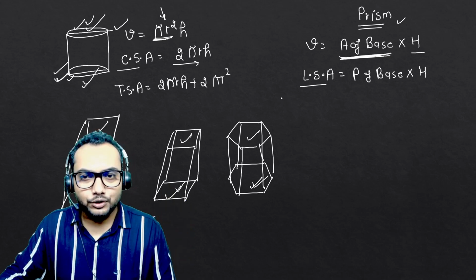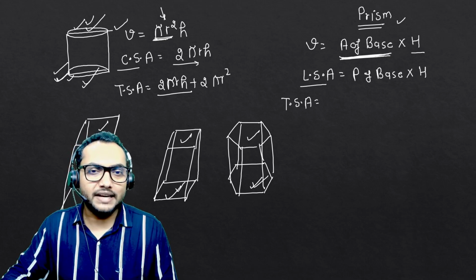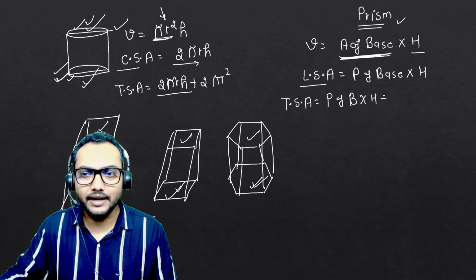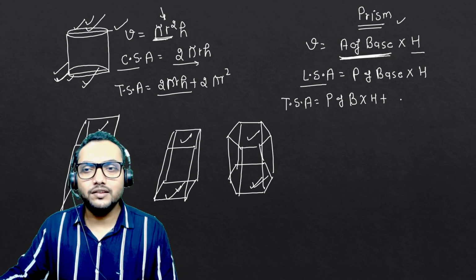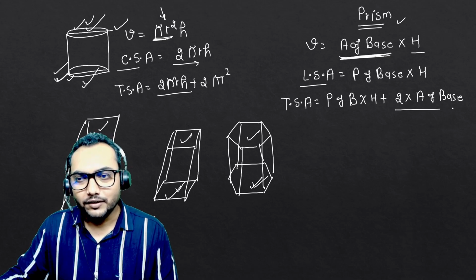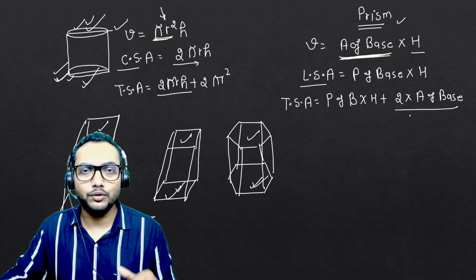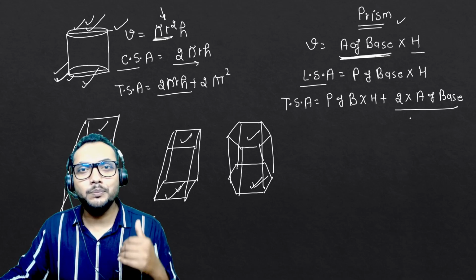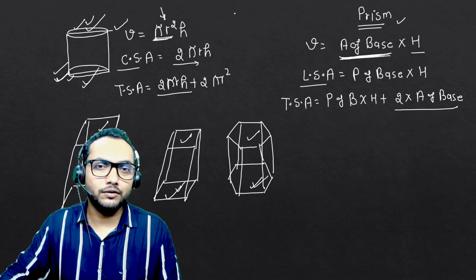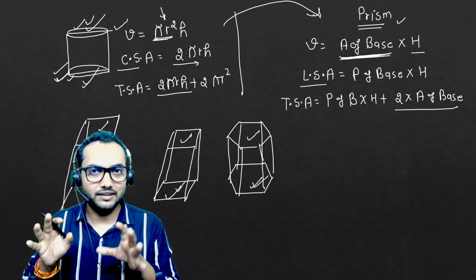Okay, so now if you want to write the formula of TSA of a prism, how will you do it? 2 pi rh is already written as perimeter of base multiplied by height, and 2 pi r square, what is it? This is 2 multiplied by area of base. 2 multiplied by area of base can also be written as the area of two identical surfaces, or the area of two identical plane surfaces, right? I hope this is clear. So this is the way: if you know the formula of a cylinder, then you will be able to derive the formula of a prism. Now I'm sure that you will never ever forget this, right?